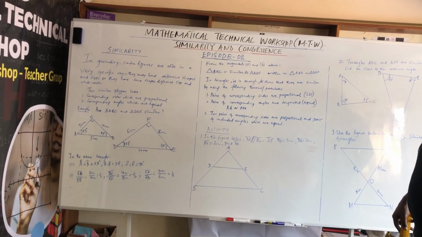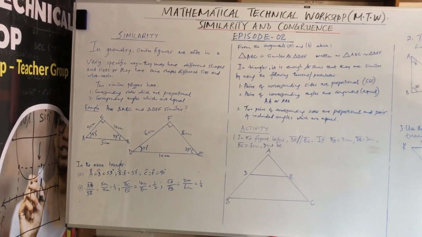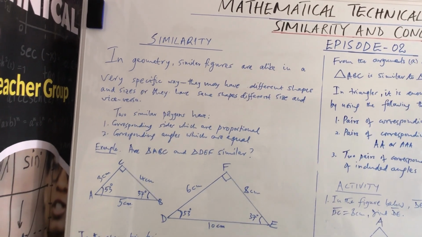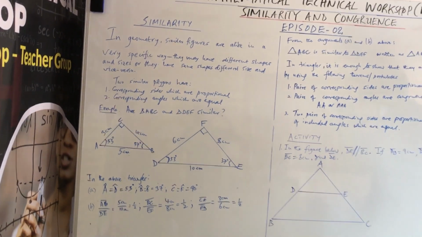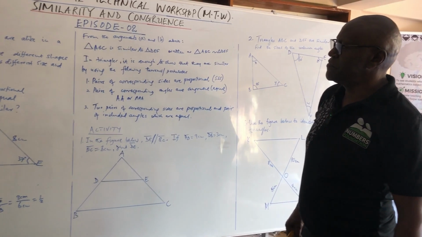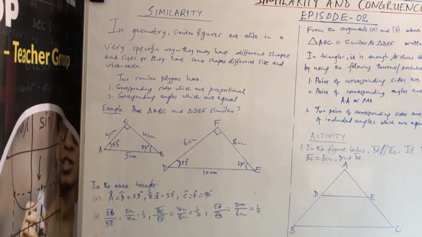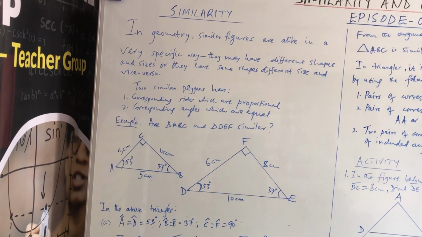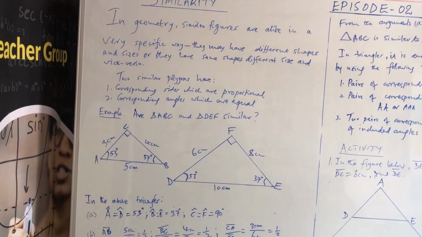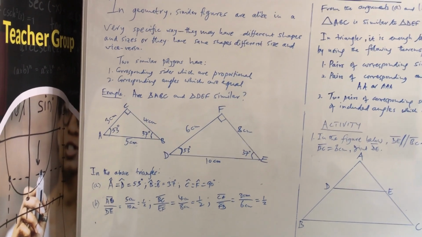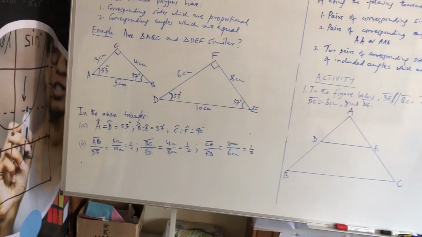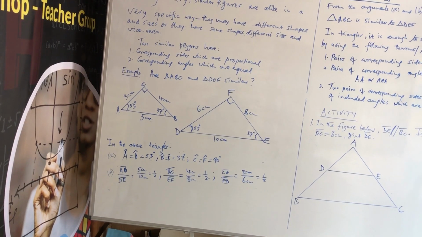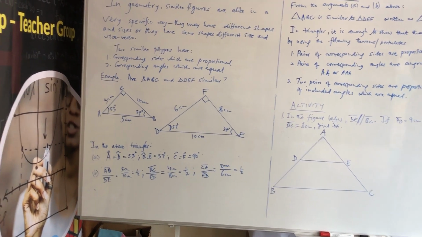In geometry, similar figures are alike in a very specific way. They may have different shapes and sizes, or the same shapes but different sizes, and vice versa. In similarity, two polygons have to have corresponding sides which are proportional and corresponding angles which are equal.